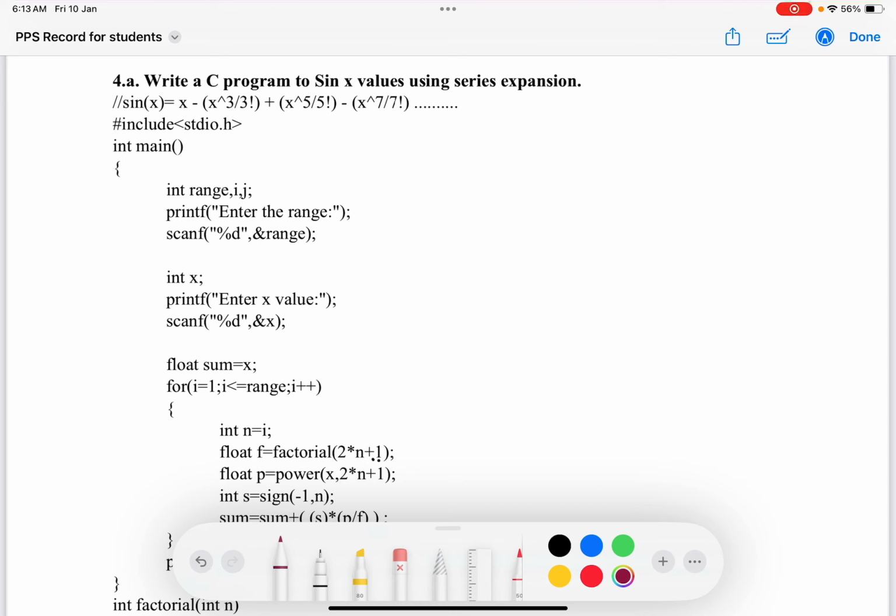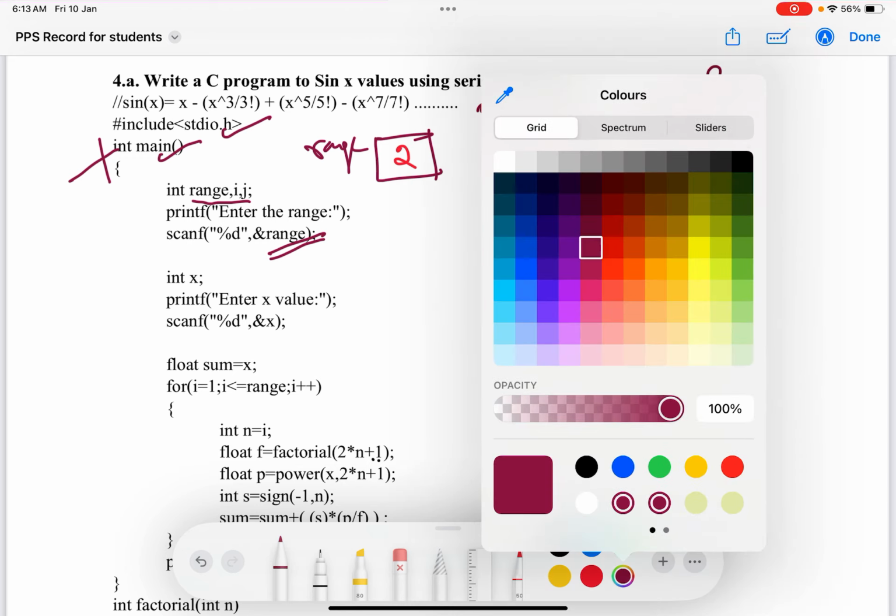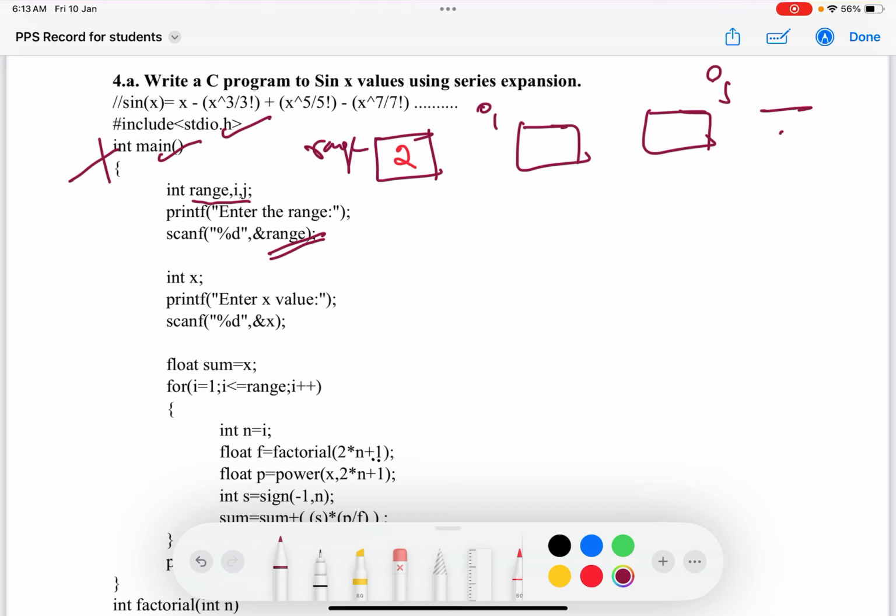Now let's see. So hash include, we know it's a header file, and it's a main function. A C program starts with this line, int range, i comma j. So these are three variables: range, i and j. Now we'll be reading the value of range. Let's say range is 2. Now I have the other variable, which is x. So I'm just taking it as x.